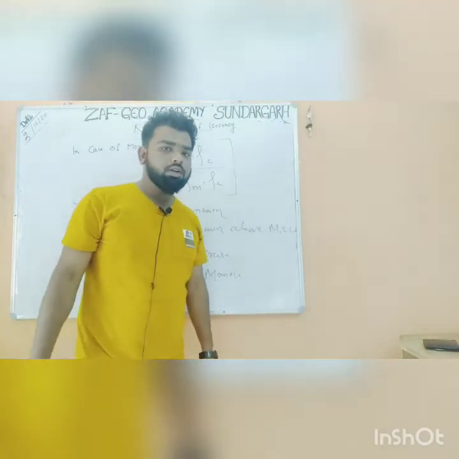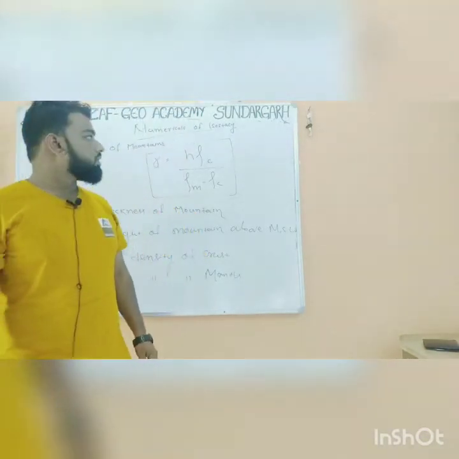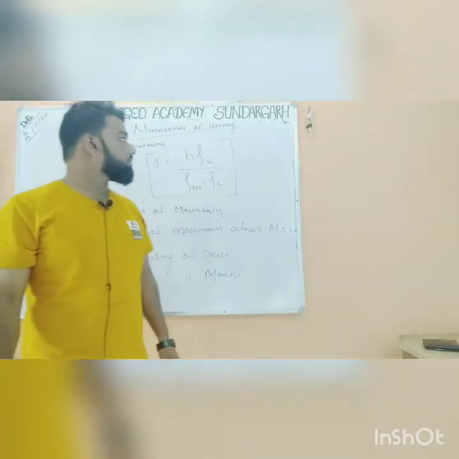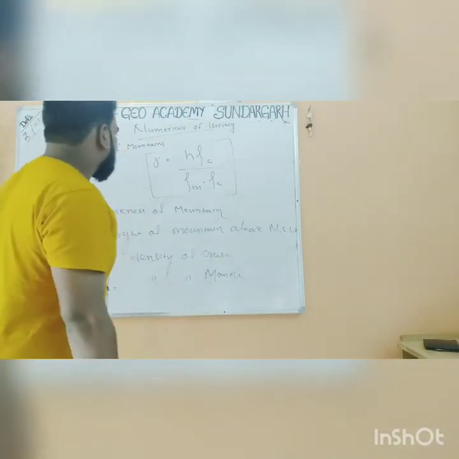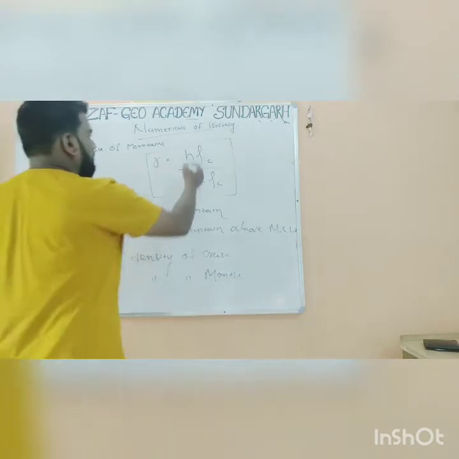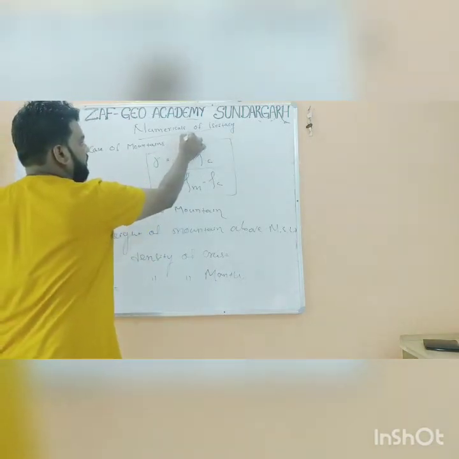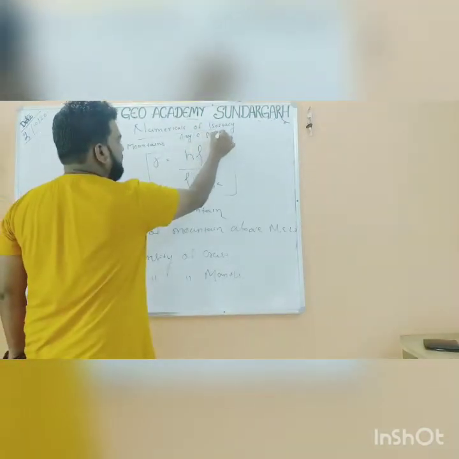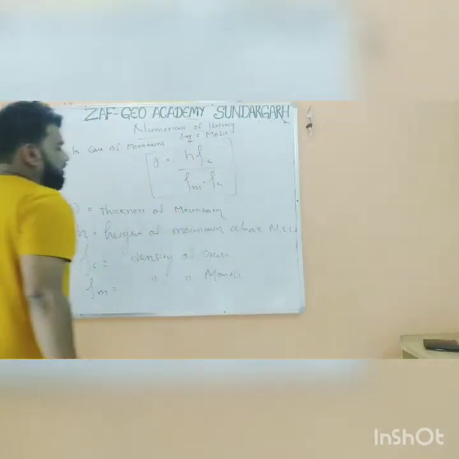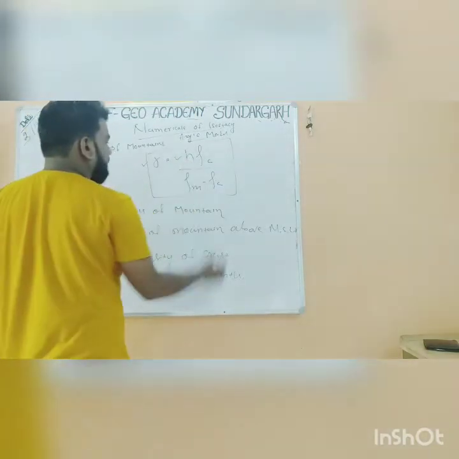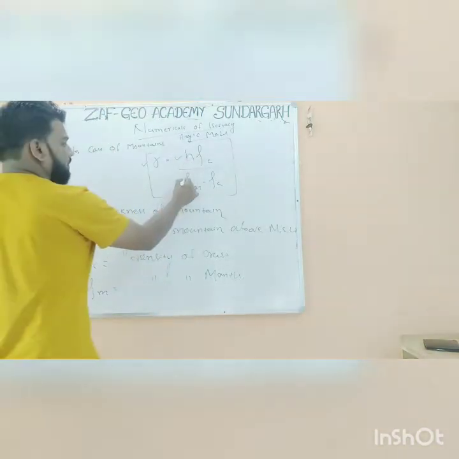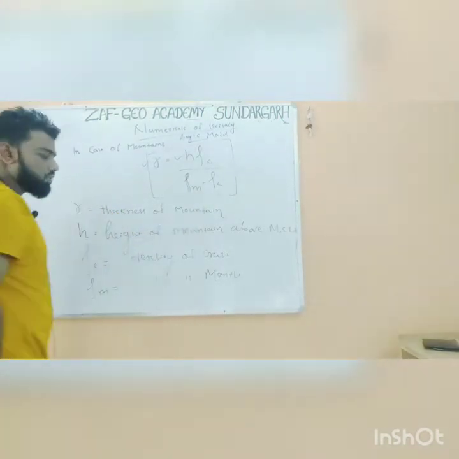So in this lecture we are dealing with some of the numericals of the concept of isostasy. So let's start our talk. You already know the formulas of the different models. Here I have written Airy's model formula, which is R equal to H rho c divided by rho m minus rho c.